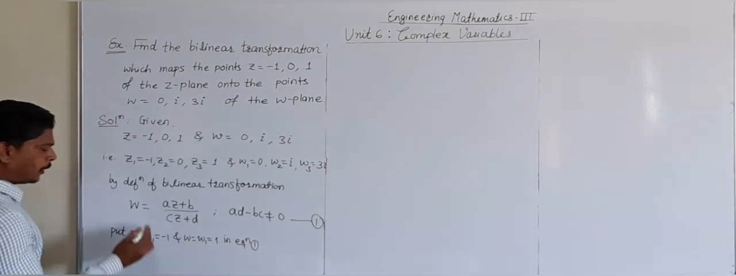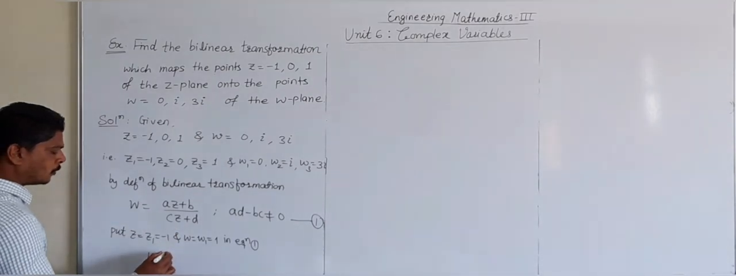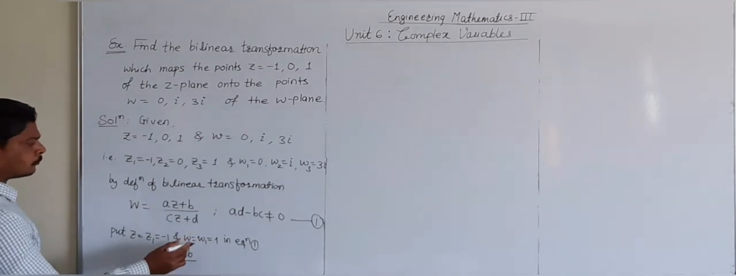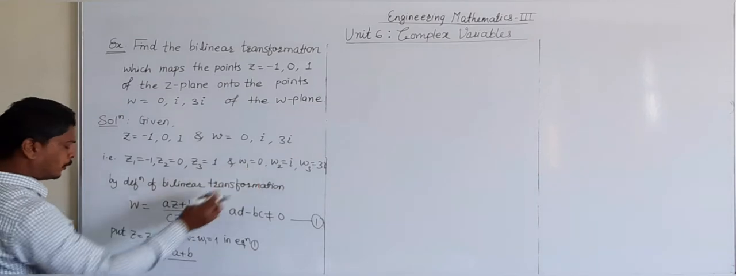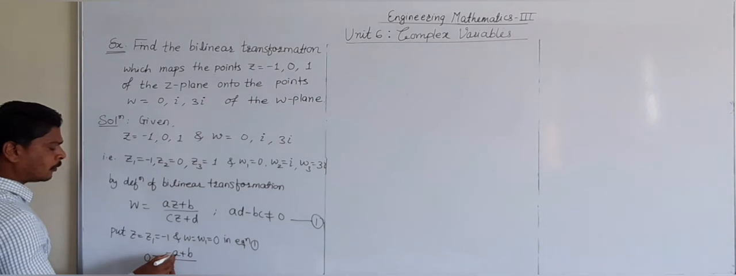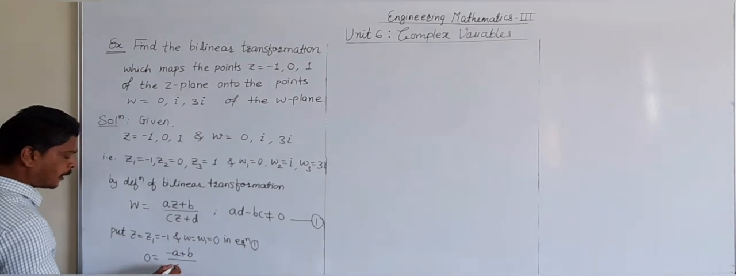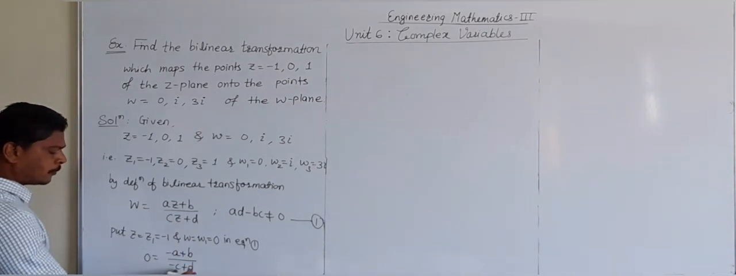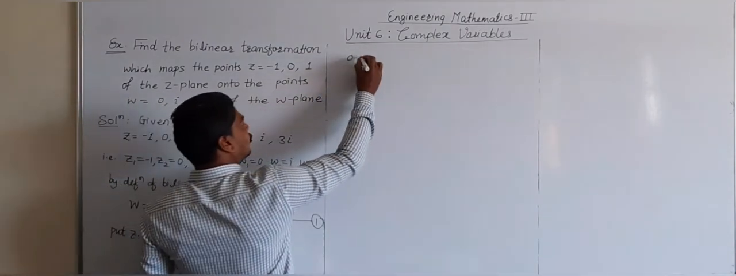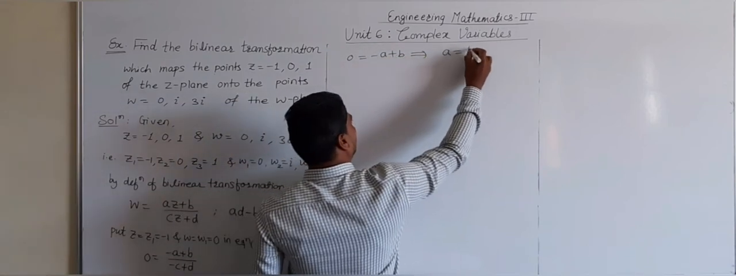So we get value of W is A into value of Z becomes minus 1. So we get minus A plus B divided by, first value of W1 is 0, not 1. So we get 0 is equal to minus 1, value of Z is minus 1. So minus 1 into A plus B divided by minus 1 into C becomes minus C plus D as it is. So shift this denominator toward left side. So 0 into anything becomes 0. So we get 0 is equal to minus A plus B. So in that way we get A is equal to B.